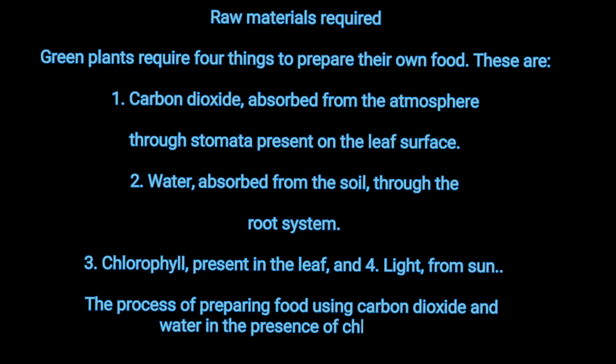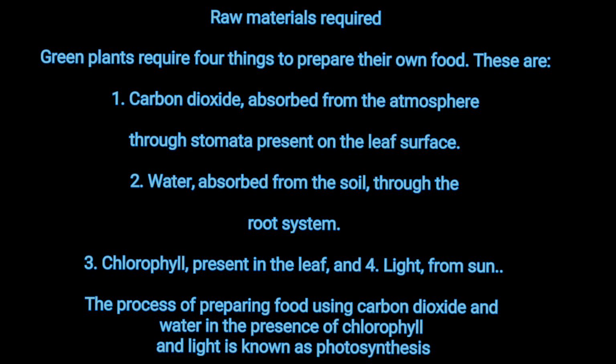Then water. Water is present in the soil, and absorption of water from the soil is done by the root system. Then the third one, chlorophyll. Chlorophyll is only present in the leaf. Then light. They get light from natural light, that is sunlight. So these are the four important raw materials required: carbon dioxide, water, chlorophyll and light.